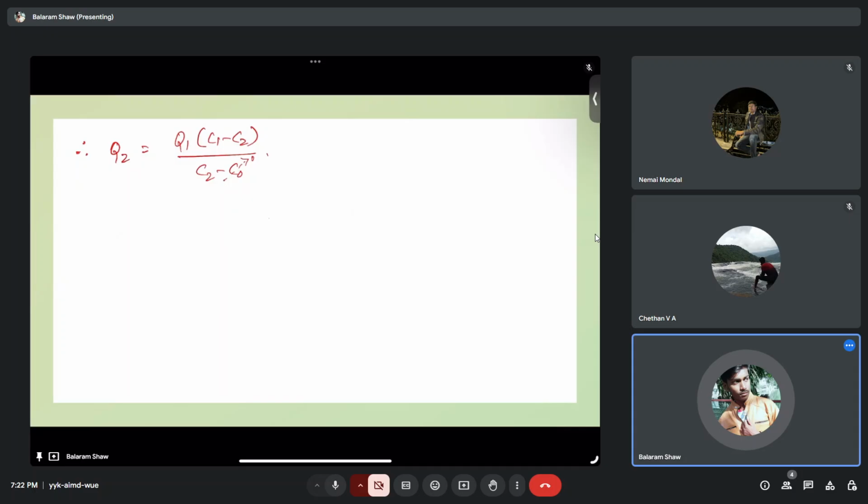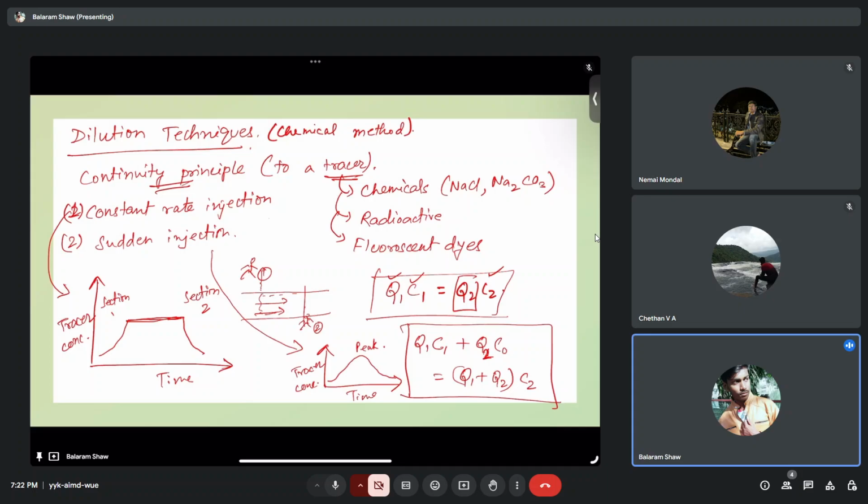Okay, so in the sudden injection method, how do we calculate the discharge? We calculate the discharge as mass divided by the area under this curve.